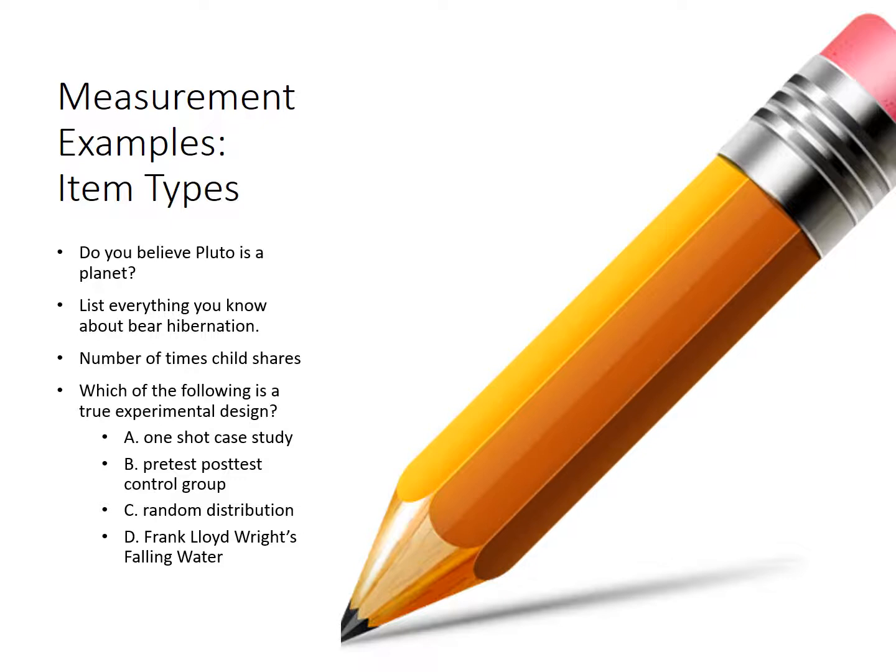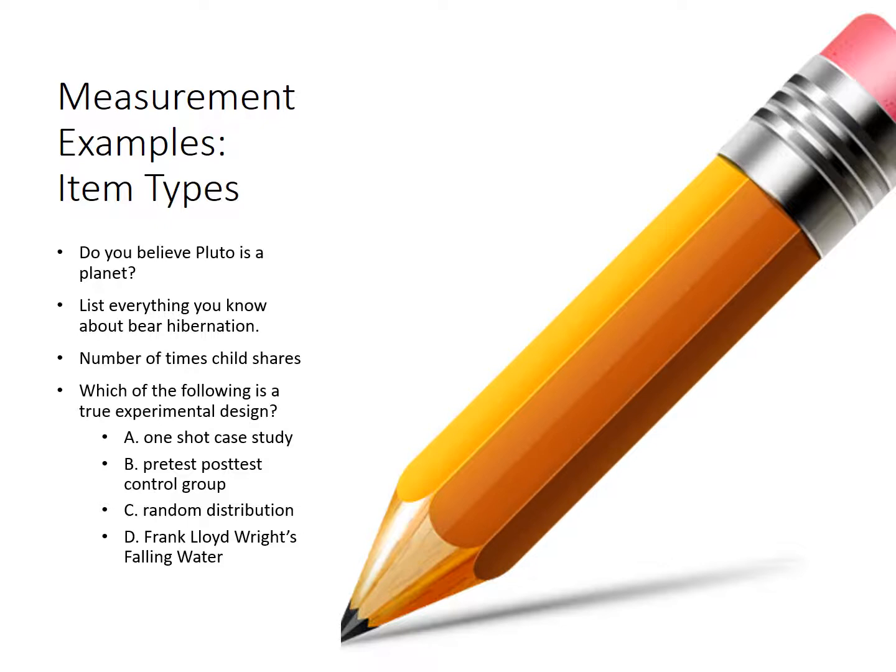The second one, list everything you know about bear hibernation. I'm going to have to do some sort of validity check to make sure that what they list is correct. But I also might be counting how many correct things they could list. But if people only listed 5 things, does that mean that they only know 5 things about bear hibernation, or did they get tired after they wrote 5 and didn't write any more?